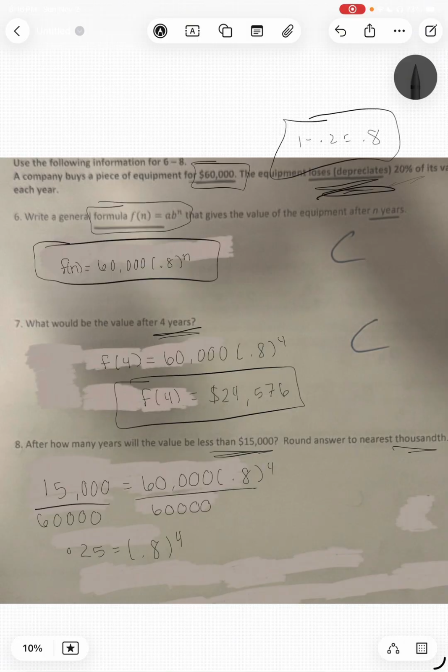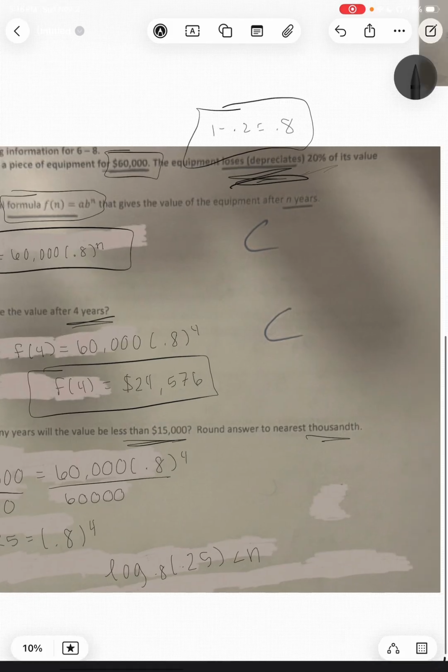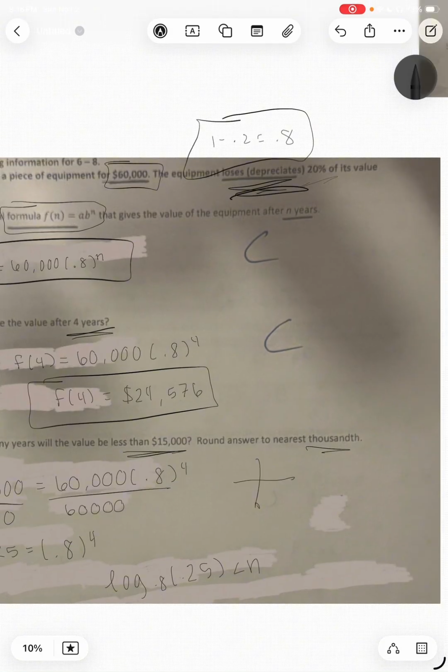We could use logs. Or we could plug it into our calculator and get the graph, and then see where the graph is going and where it intersects. And our intersection is at 6.213 years. Round it to the nearest thousand. And this is our answer.